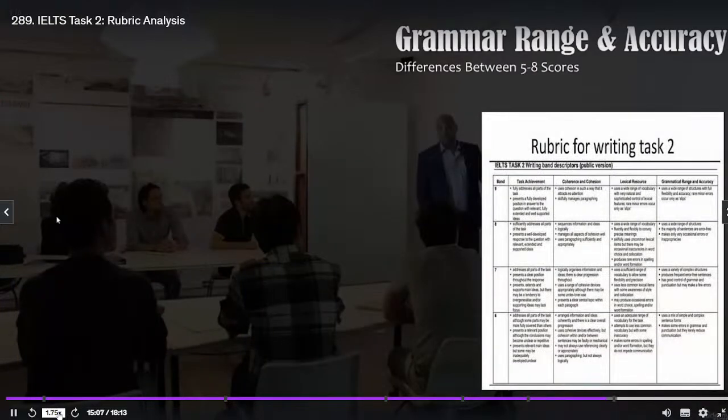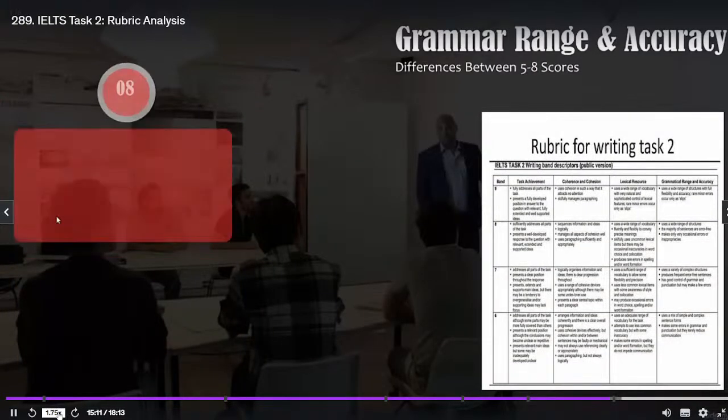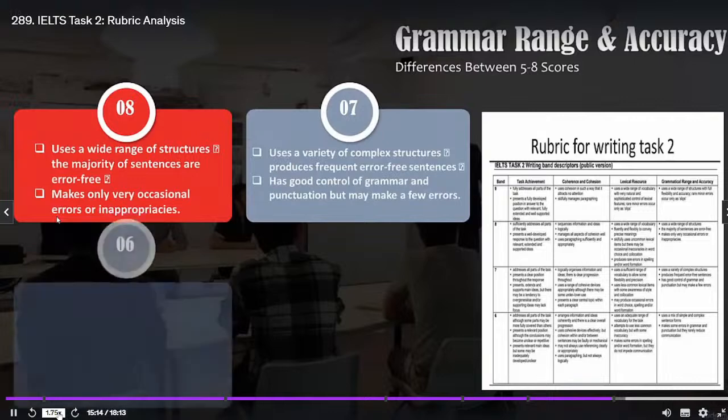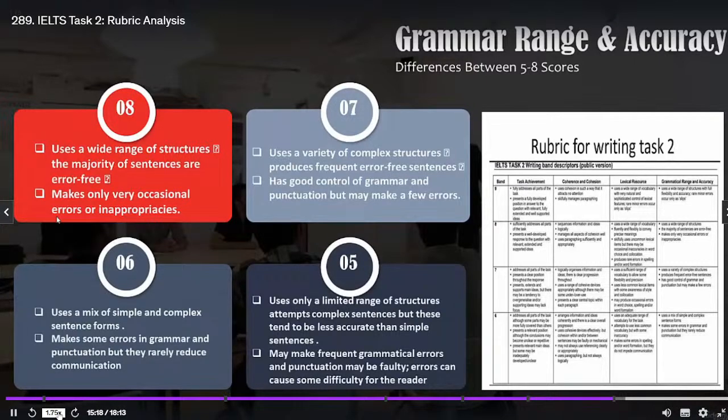Now, in regards to grammar range and accuracy, to be able to get an 8, the majority of your sentences must be error-free. I'll say it one more time: the majority, not some, not 1, 2, or 3. Typically in an essay, you're going to have about 13 to 15 sentences, that's all. 3 sentences in the introduction, 10 sentences between the 2 body paragraphs, and then 2 or 3 sentences for a conclusion. That means a total of roughly 15 sentences.